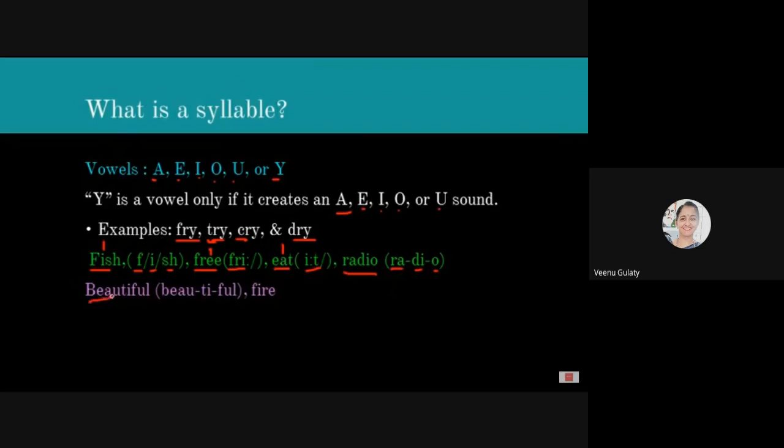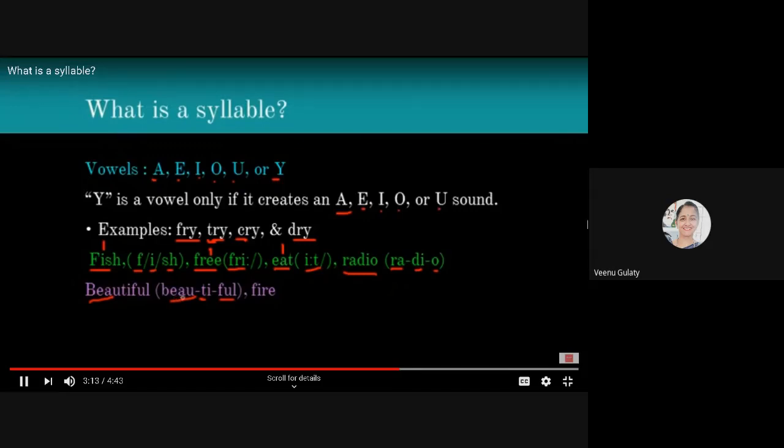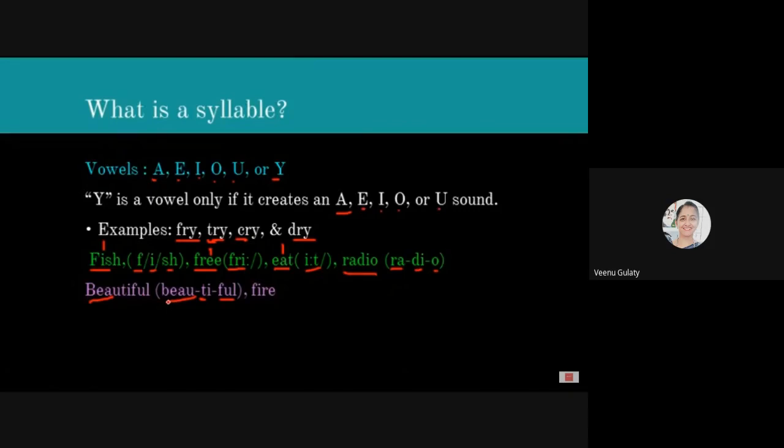Now we have word beautiful. So let's divide beautiful into parts. Beautiful. So we have E, A, U. But for these three vowels, we have only one sound, bu. Then we have vowel I after T, and then we have vowel U. So if you pronounce beautiful, you can hear three vowels. So beautiful is three syllable word.